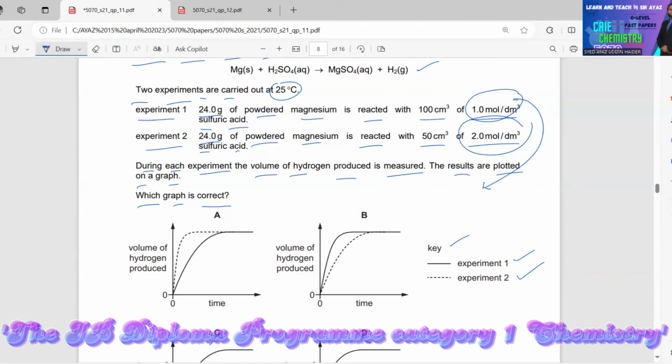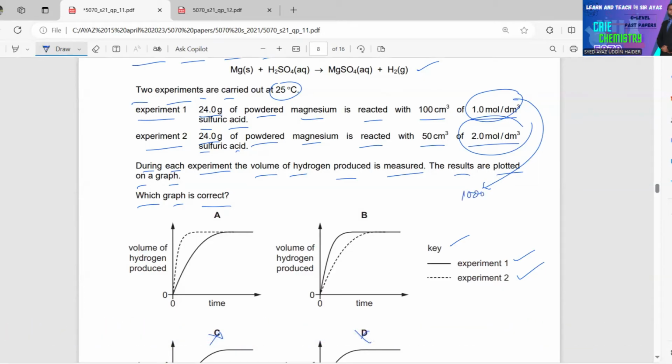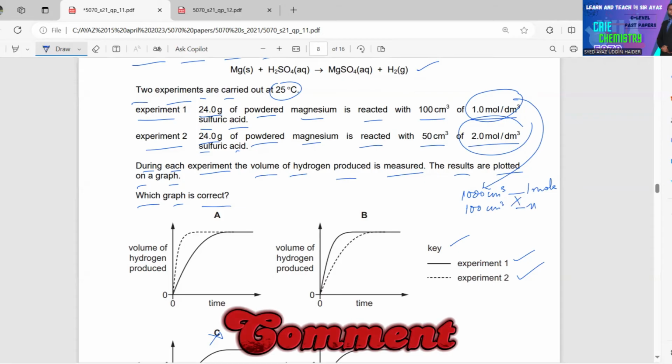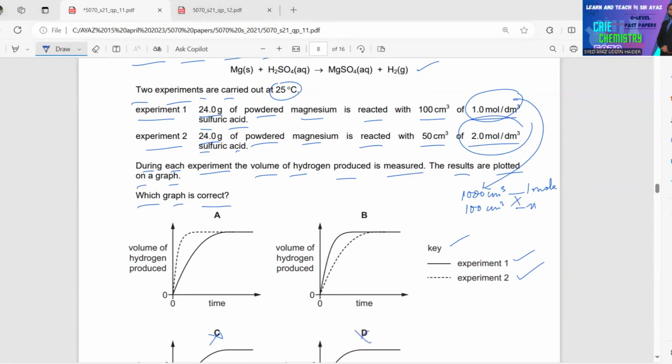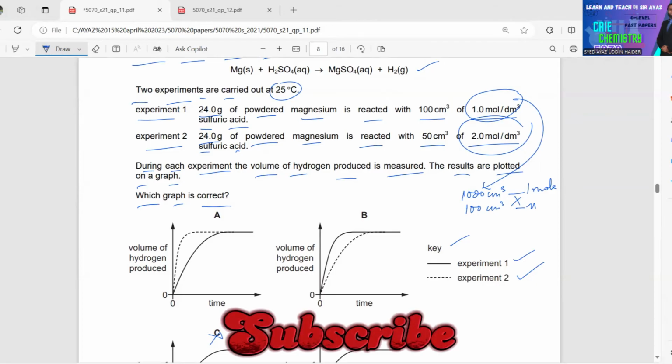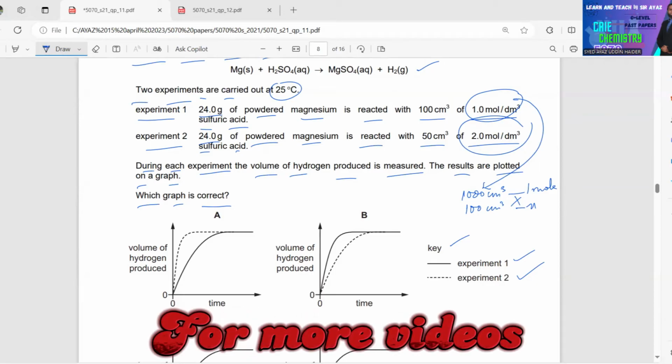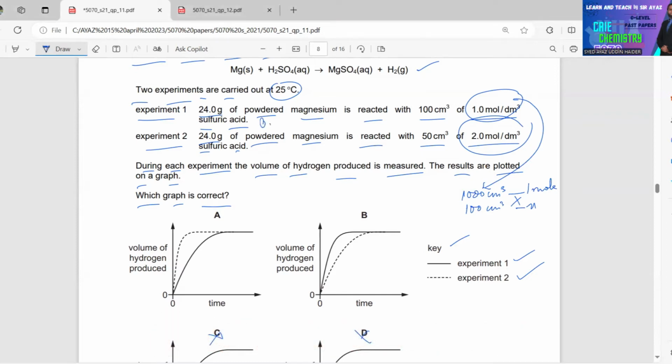if I write the number of moles, so 1000 centimeter cube contains 1 mole. Therefore, 100 centimeter cube contains X moles. Calculate the number of moles here. So 100 divided by 1000, which means we have 0.1 mole. 0.1 moles here.